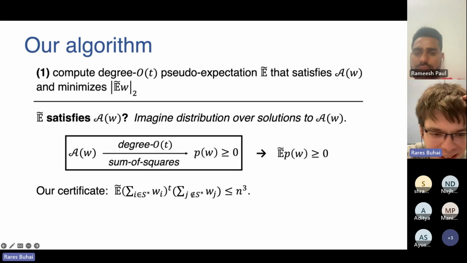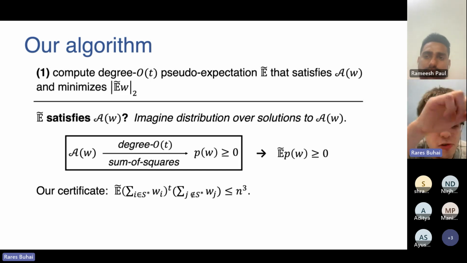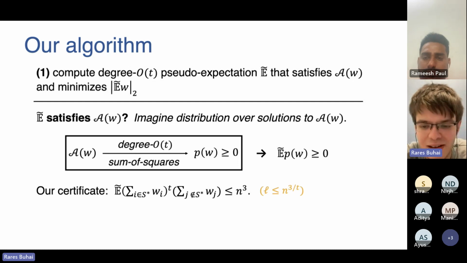Then the first thing, the term raised to the t, says that the number of nodes of this clique that intersect S star, if you raise this intersection to the t, needs to be at most n to the 3. That really means that the intersection of this W with S star, which we denoted L, like the intersection of a k-clique with k, can be at most n to the 3 over t.